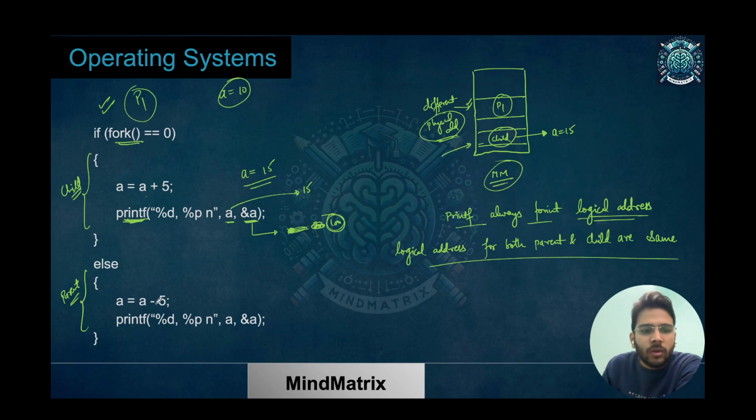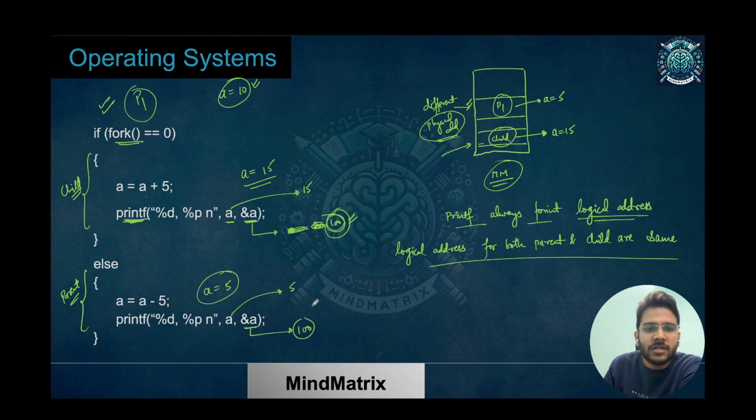Now this parent is going to execute these lines of code. So the parent also takes the value of a as 10, and a is equal to a minus 5, so a will be 5 for the parent. So here the value of a will be 5 in the main memory. If we print this, 5 will be printed. What about this one? As I told you again, printf always prints the logical address, not the physical address. So this is also going to be 100. So both the addresses are going to be exactly the same, because printf always prints the logical address, and the logical address for both parent and child are the same.